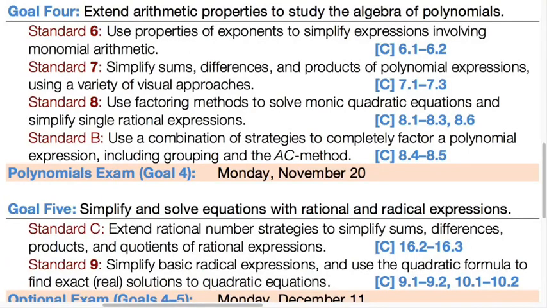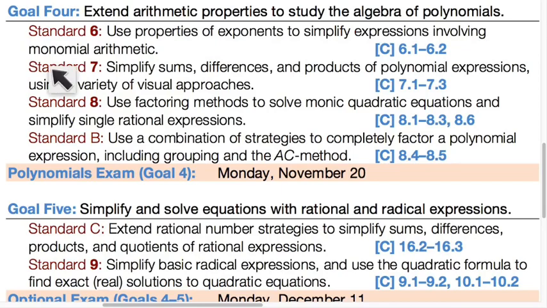So we are kind of smack in the middle of goal number 4. That was our first goal we began after the midterm, in which we're going to extend the properties of arithmetic that we know to study the algebra of polynomials. So our first topic, topic 6, was where we used exponent properties to simplify monomials and combinations of monomials.